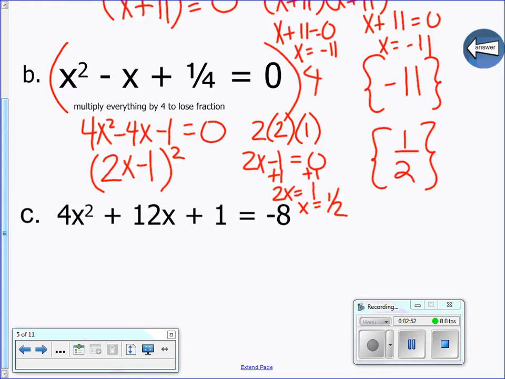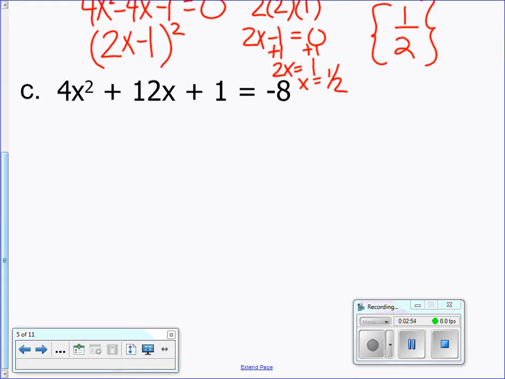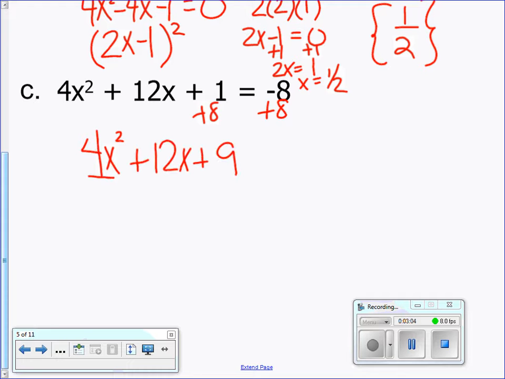On the third one, I have to make it equal to 0. So the first thing I have to do is add 8 to both sides. And that gets me 4x squared plus 12x plus 9. Perfect square, yes. Perfect square, yes. Middle term, 2 times the square root of the first term times the square root of the second term, 3. So 2 times 2 is 4 times 3 is 12. So yes, it's a perfect square trinomial.